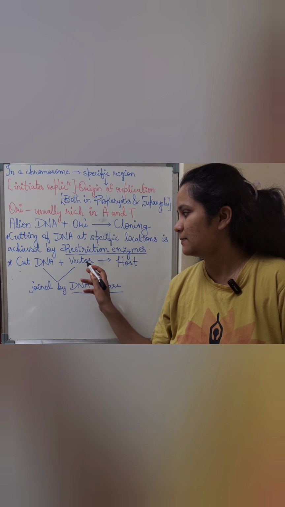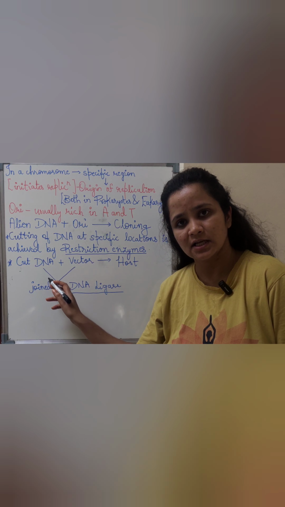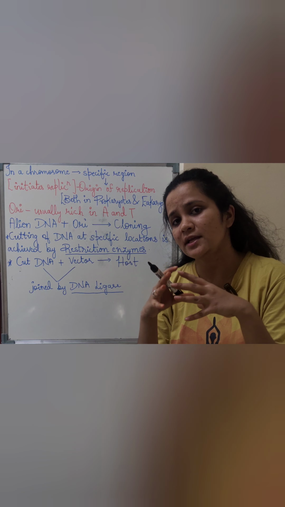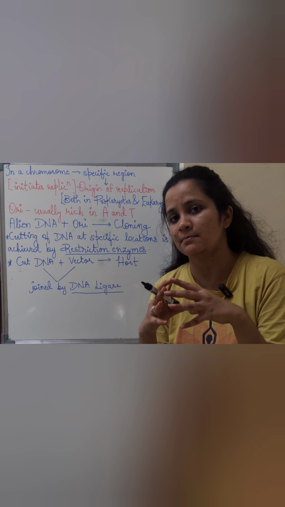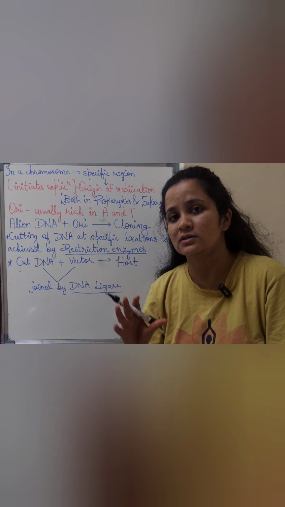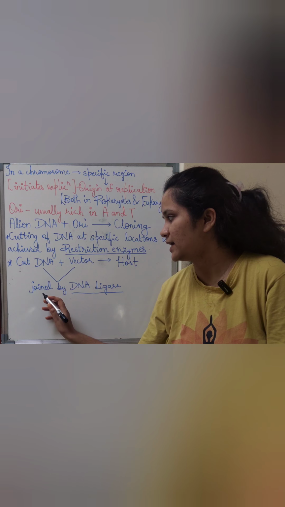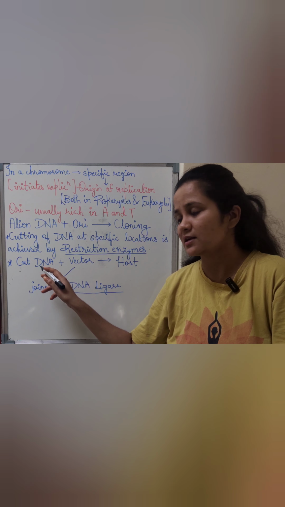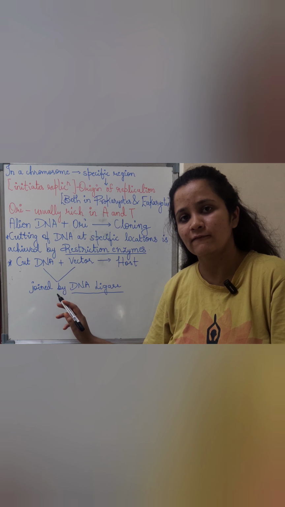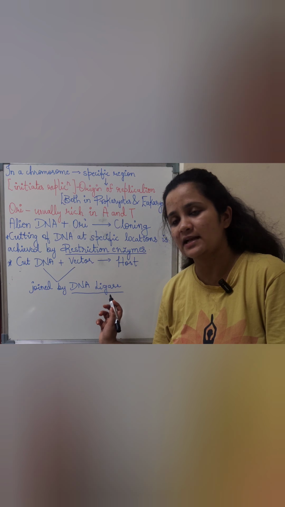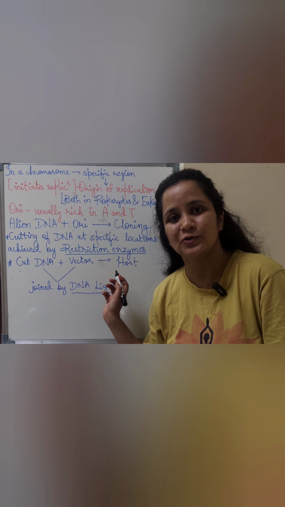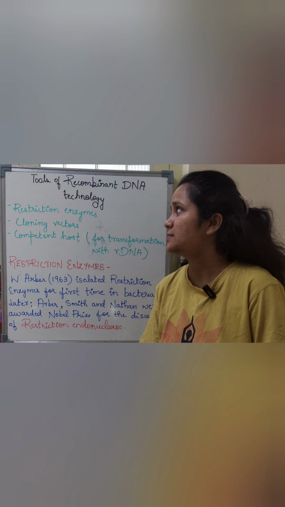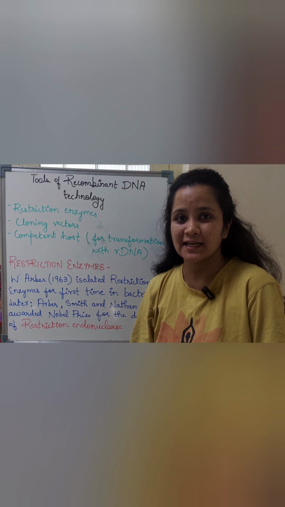So cut DNA plus vector: when you cut a foreign DNA and join it with the vector, there should be something which will seal them. That sealing job will be done by the enzyme called DNA ligases, and then this cut DNA along with the vector, after they are sealed with the help of DNA ligases, will be inserted into the host.